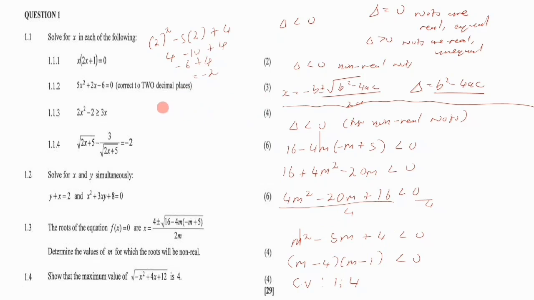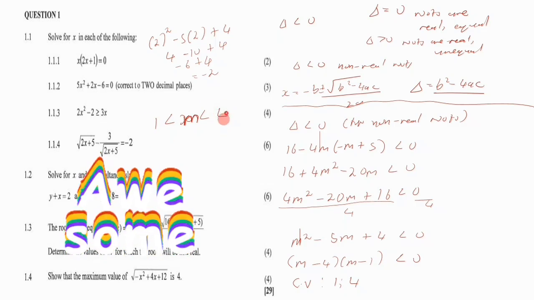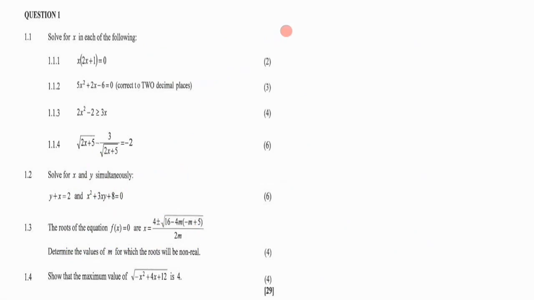So remember, if it satisfies, you write this. So this minimum value is 1. So we have m here, not x. So this is m, and then minimum value here, maximum value here. Okay, so now let's look at 1.4.